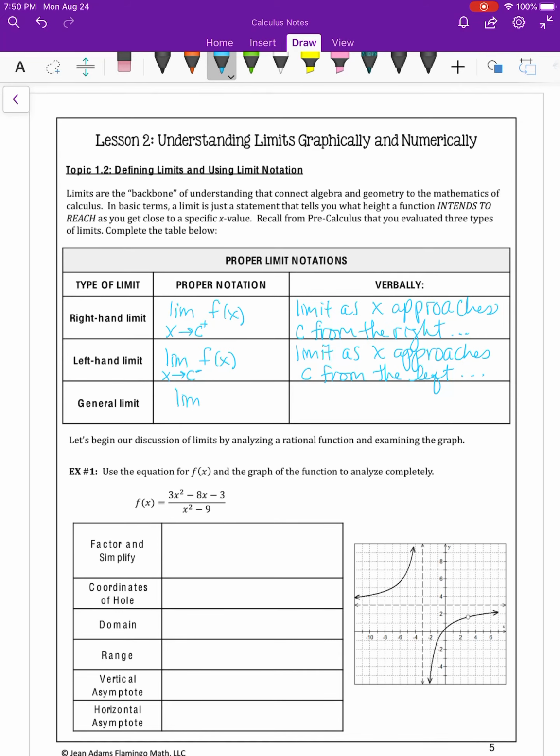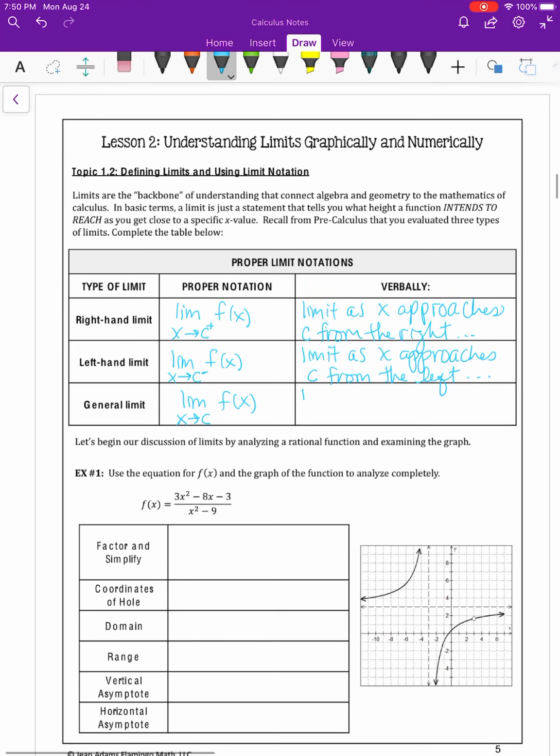A general limit, meaning it's not one hand or the other, not a left hand or a right hand, is just the limit as x approaches c of f of x. Now, for this general limit, you have to look at it from the left and the right. And for this limit to exist, it has to be going to the same y value from the left and from the right.